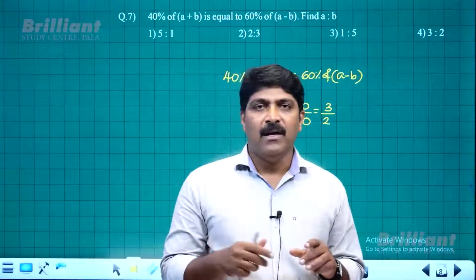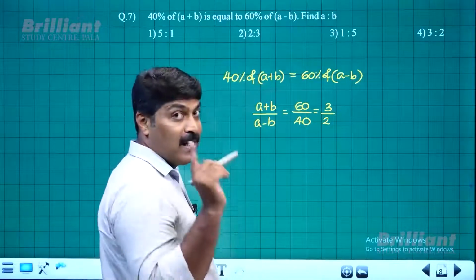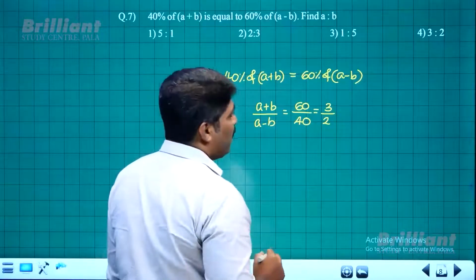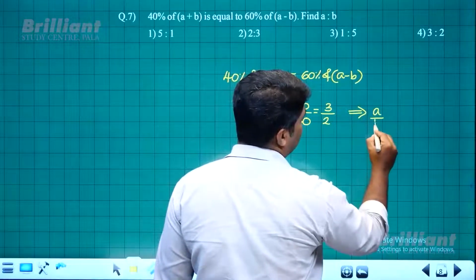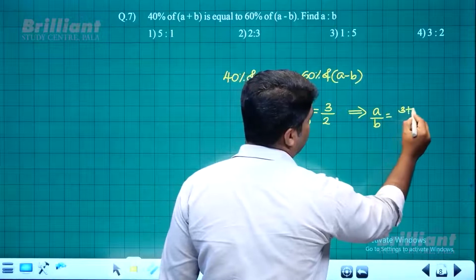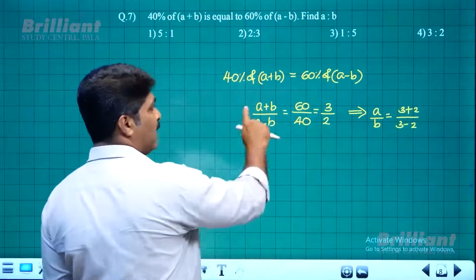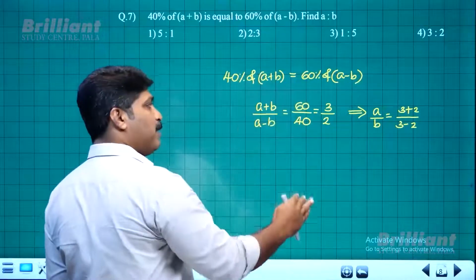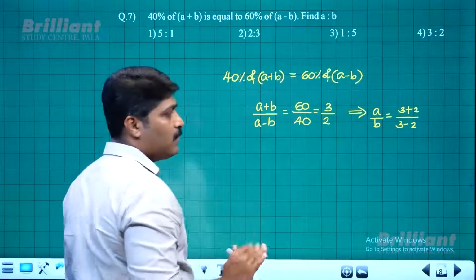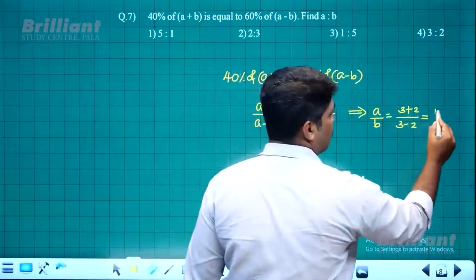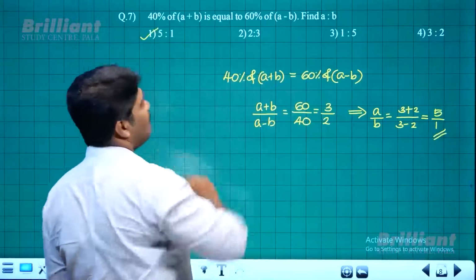Whenever you get such an expression, if you need to find a is to b, there is a trick. From this step, you can easily conclude a is to b is nothing but 3 plus 2 by 3 minus 2. That's a simple trick. If you get expressions like this, then a is to b is the sum of these values divided by the difference between those values. So what is the result here? That is 5 is to 1. This is the answer.